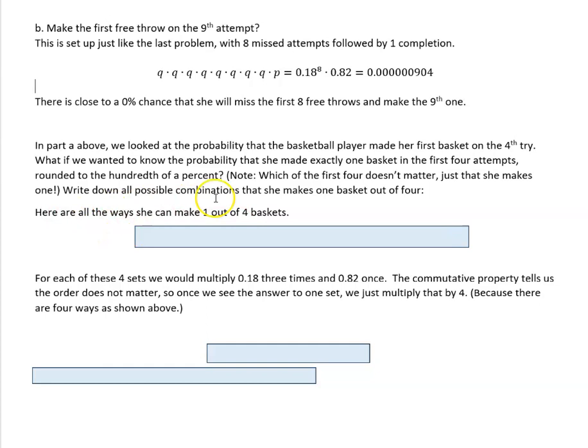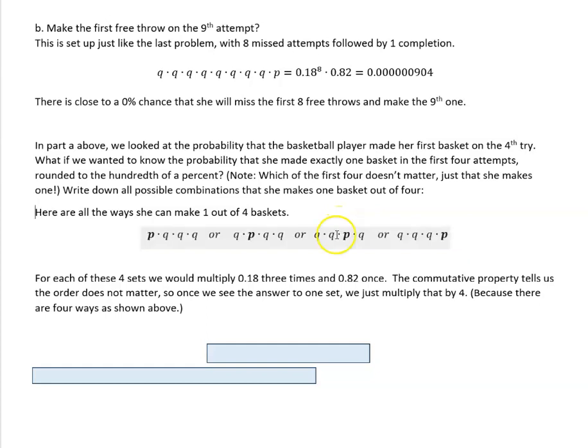So we want to write down all the combinations of how she could make 1 basket out of 4. Here's what we can see. She makes the first one and then misses 3. She makes the second one, misses the first, third, and fourth. She misses the first 2 and makes the third one, or she misses 3 and then makes the fourth one. Those are the only ways she can make 1 out of 4, right?